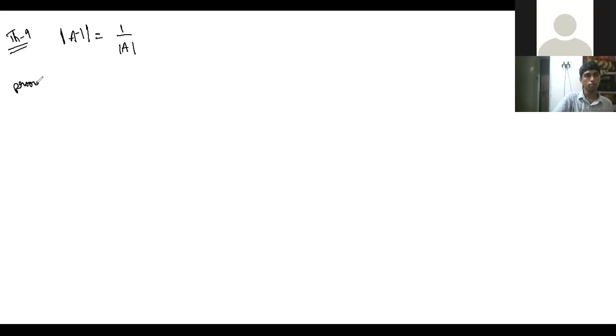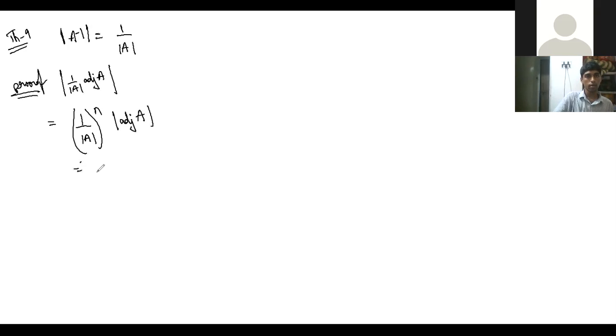What is the proof? This is nothing but 1 by delta times the adjoint of A, which is equal to 1 by delta whole power n into delta of adjoint of A, which is 1 by delta power n into this is delta power n minus 1, which is equal to delta power minus 1.